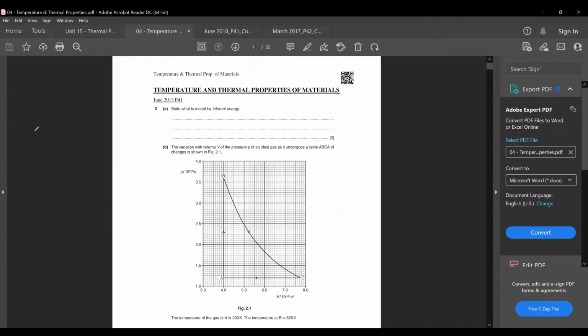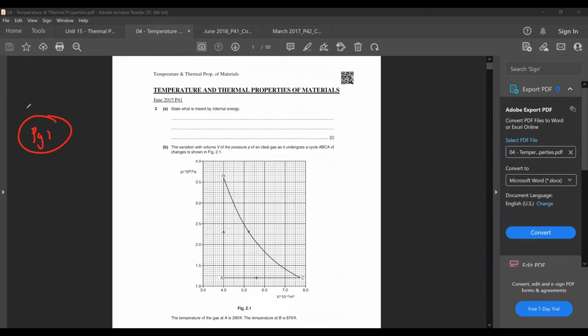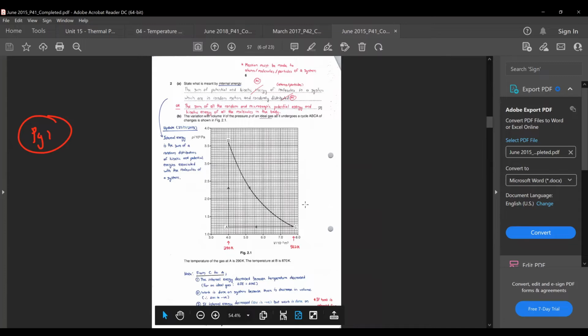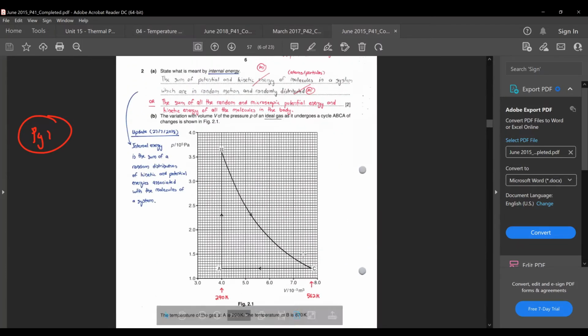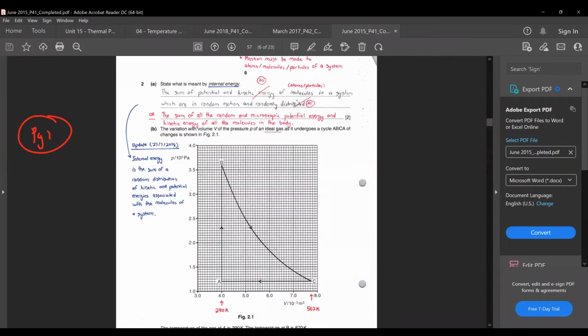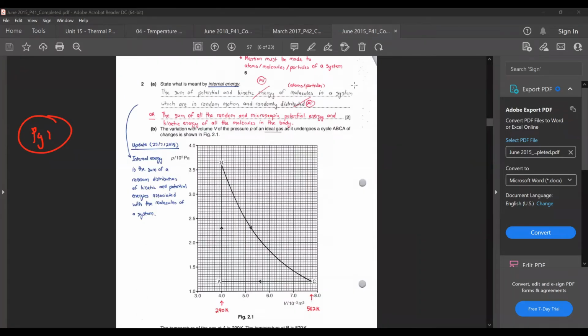If you move on to page 1, it's June 15 P41. The first question is still talking about what is meant by internal energy. So this one you can actually just skip it. You already know the definition. It's the sum of a random distribution of kinetic and potential energies of molecules in a system.